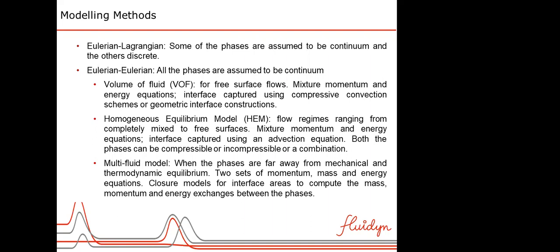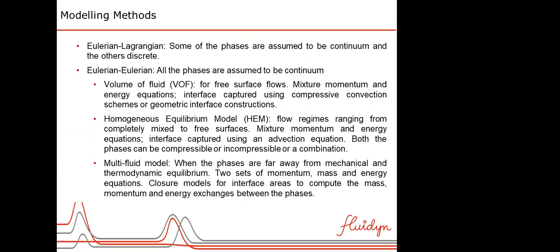The first one is the Eulerian-Lagrangian method. In this, some of the phases are assumed to be continuum and others discrete. Then there is a class of Eulerian methods where all the phases are taken to be a continuum. And in that, there are different classifications: volume of fluid method, homogeneous equilibrium method, and multi-fluid model.